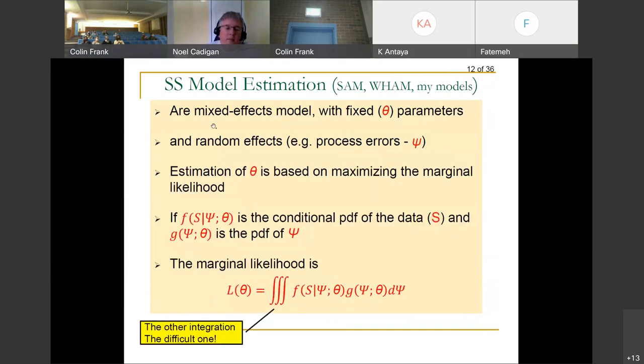So a quick slide on another complication in fitting state-space models. These models are really mixed effects models, so that includes fixed parameters, theta, and random effects, which I denote as this big psi. The random effects could be, for example, process errors. And typically we want to estimate theta based on maximizing the marginal likelihood.